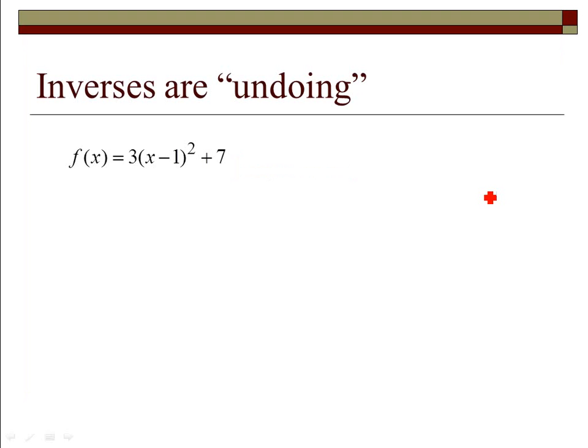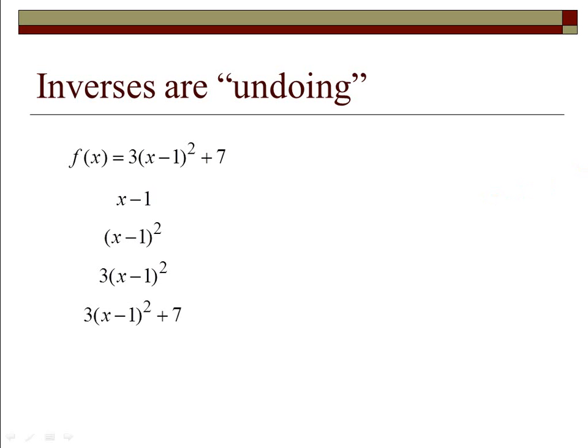So let's take a look at this one. We have f of x is equal to 3 times x minus 1 squared plus 7. If I was to build this equation, I would start with x, and the first thing I would do would be subtract 1. Then my next step would have been to square it, then multiply by 3, then add 7. That's how I built it. So the idea of an inverse is to undo it.